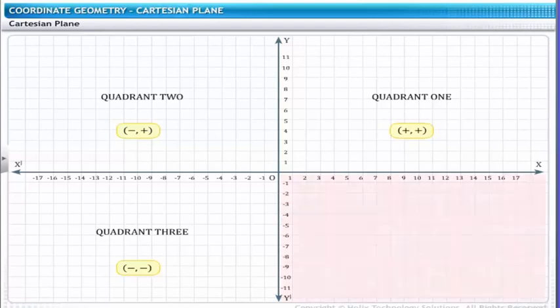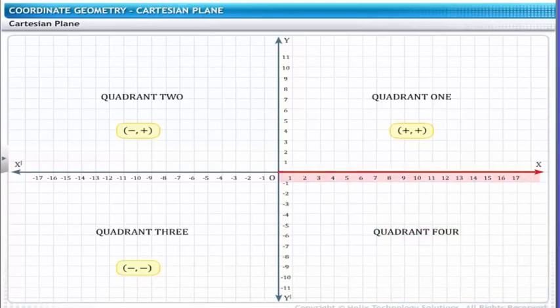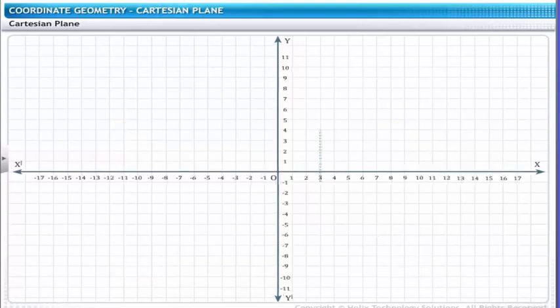Y dash OX is called quadrant 4. In this quadrant, X coordinates have positive values and Y coordinates have negative values. This quadrant is of the type plus, comma, minus.